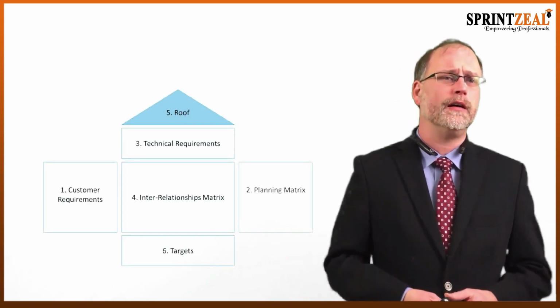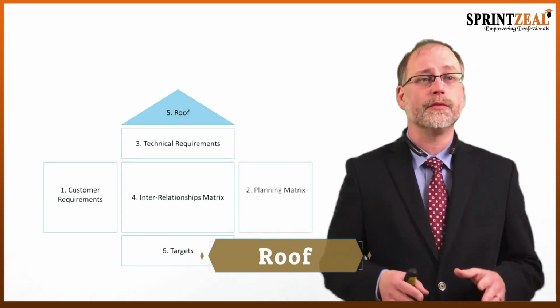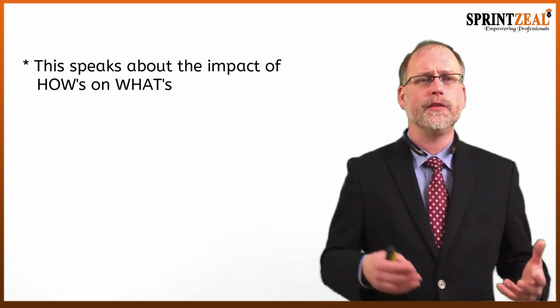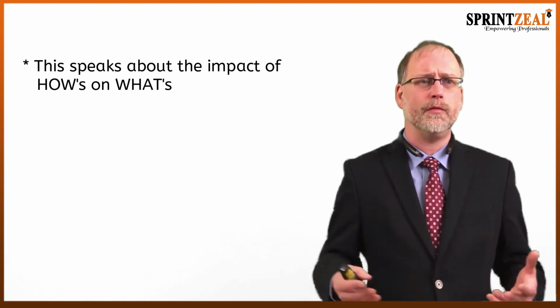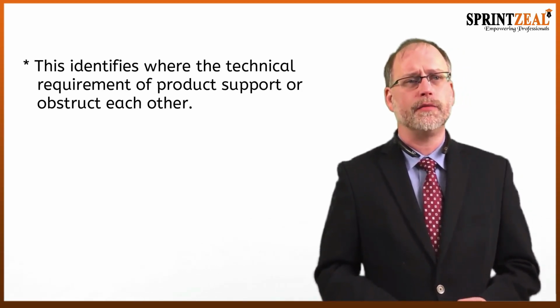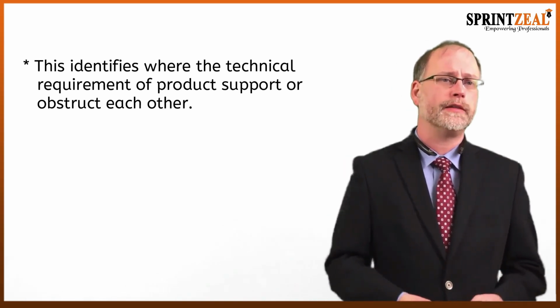The fifth part of our house of quality matrix is the roof. This speaks about the impact of the hows on the whats, so the process on the whats. This identifies where the technical requirements of the product may or may not obstruct each other.